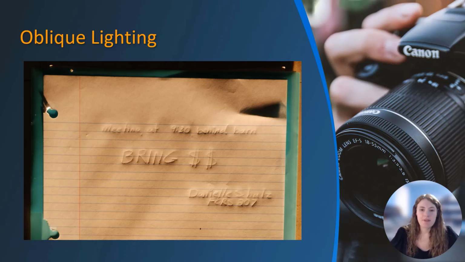Here's one more example of oblique lighting. This writing is called indented writing because it's pressed areas of the paper that remain behind when the author puts pressure on a page above. Oblique lighting creates shadows in the writing, and that helps define the individual letters, and it allows the evidence to be analyzed more easily compared to a photograph using the camera flash only.